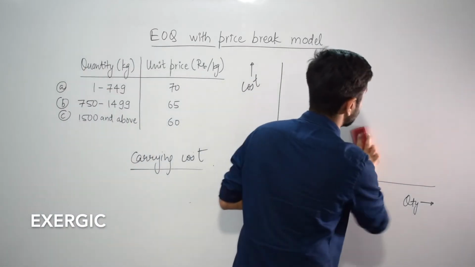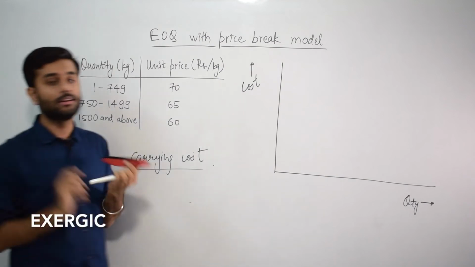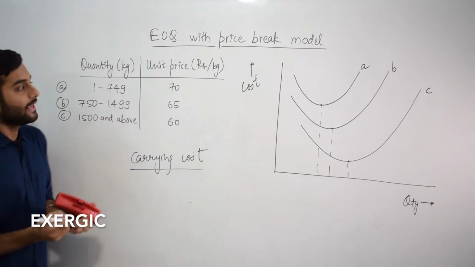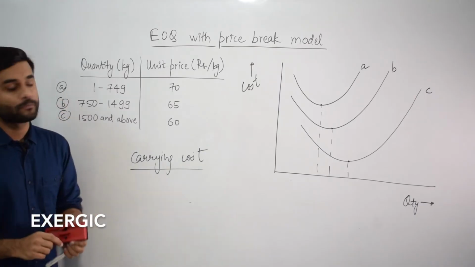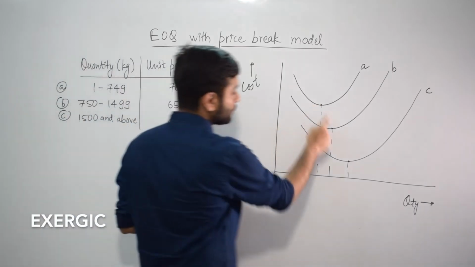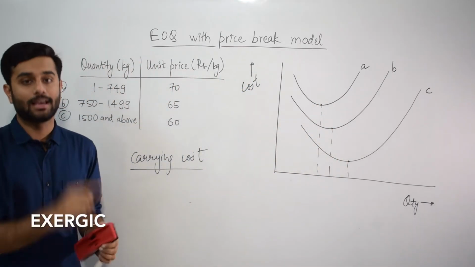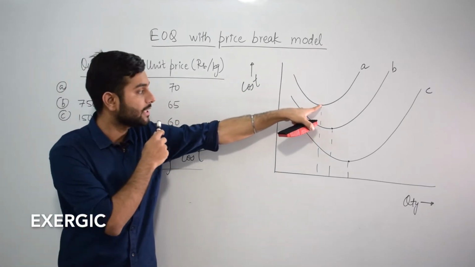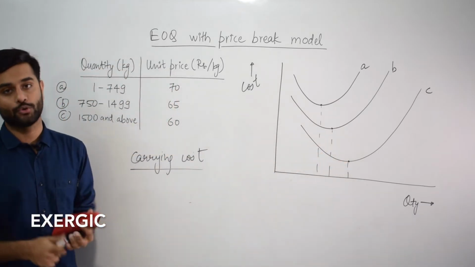Let me draw them for the three different price slabs that we have been given. So I have drawn three curves A, B, C here, which represent the three price slabs A, B and C. The lowest point in each of those curves represents the EOQ for that price slab, right? For A this is the EOQ, for B this is the EOQ, for C this is the EOQ. Each of them has a different EOQ.